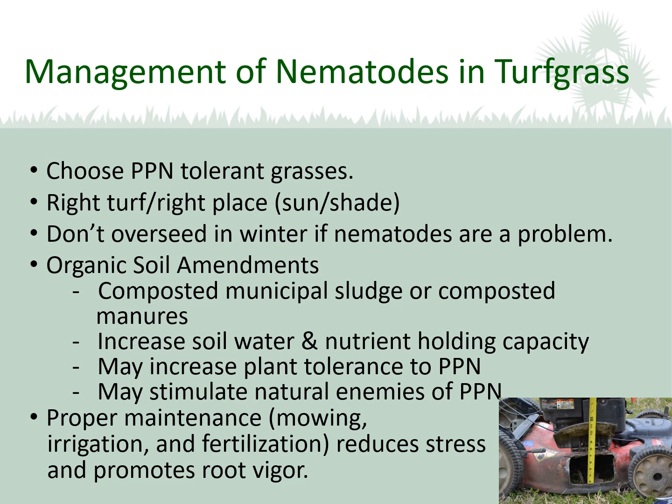So if you're going to manage nematodes in turf grass, choose a tolerant grass, and this is part of the Florida-friendly mantra, right plant, right place: right turf, right place, whether it's sun or shade. Don't overseed in winter if nematodes are a problem. Use organic soil amendments. These can be manures or sludge. They increase soil water and nutrient holding capacity. They may increase plant tolerance to PPNs and may stimulate natural enemies of PPNs. And of course, proper maintenance, such as mowing, irrigation, and fertilization, reduces stress and promotes vigor, root vigor.